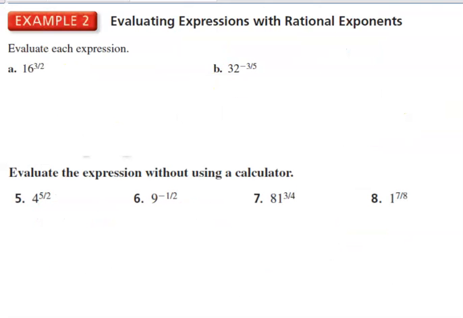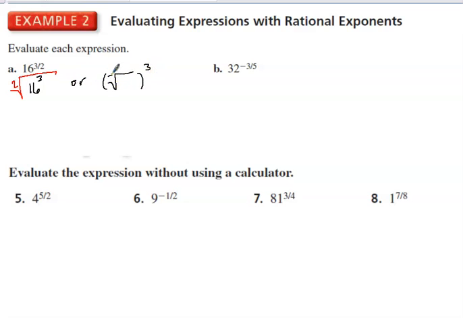To evaluate expressions with rational exponents, these are just radicals in disguise. What we really have here is 16 to the power of 3 halves. That numerator means it's the exponent of 3. The denominator tells you that there is a radical over that 16 to the power of 3. The denominator of that fraction is the index of your radical. We can put the exponent inside, or we can take that exponent of 3 and put it outside.